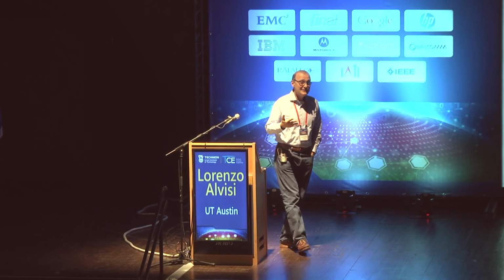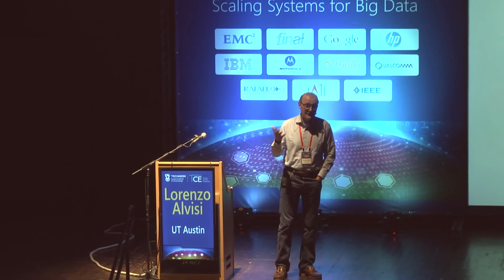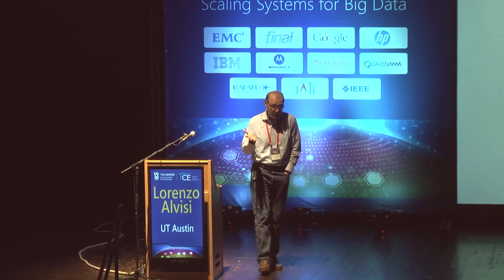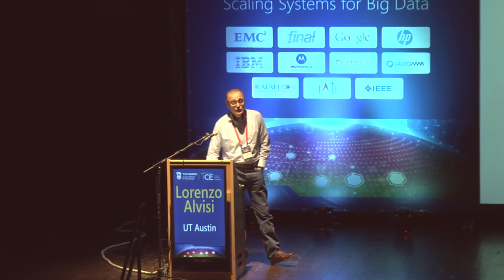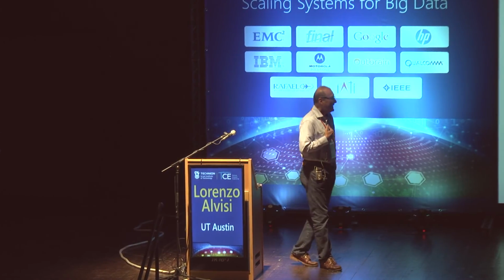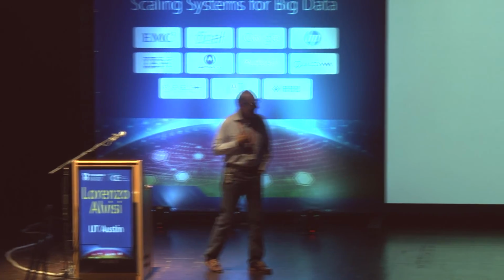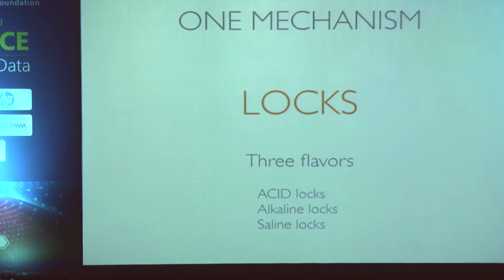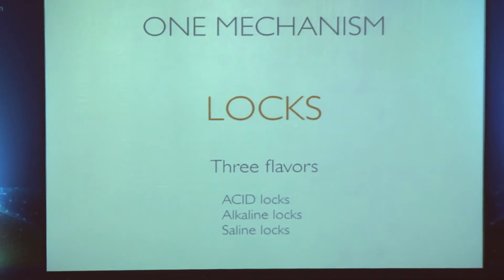Of course, ACID transactions use some kind of lock that I'm going to call an ACID lock in order to be able to guarantee the properties that they provide. We are going to use two more flavors of locks in order to achieve our result, ALKALINE locks and SALINE locks. Lots of locks. Let's actually see in detail what they mean.